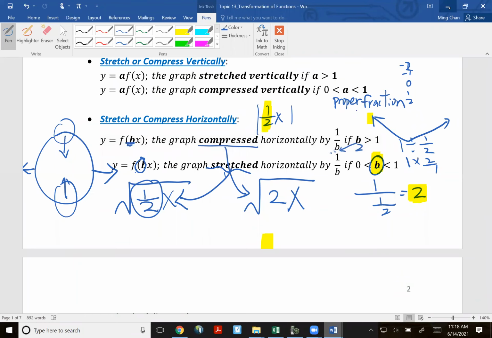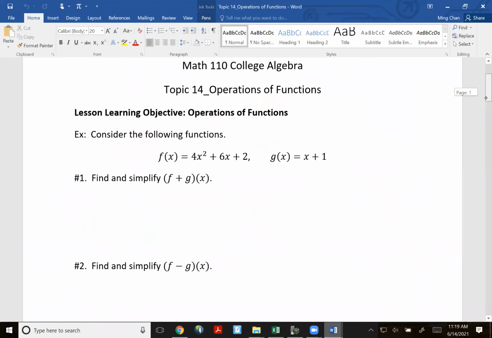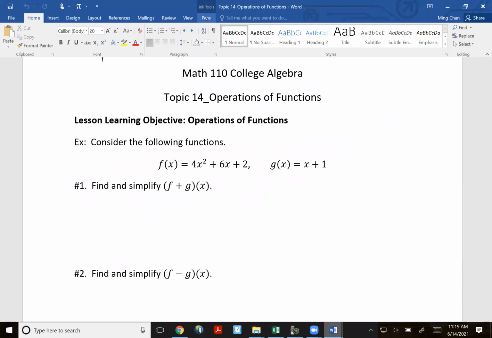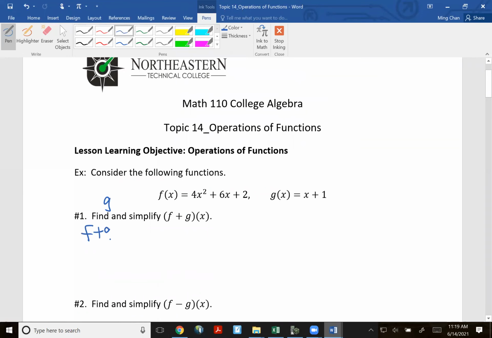All right, in this video, we're going to focus on topic number 14, operations of functions. It turns out two functions, we can add them, subtract them, multiply, and divide them. So we're going to do a little bit of arithmetic here. Find and simplify f plus g of x. That means I'm going to take function f plus function g, and you will output a different function for me.